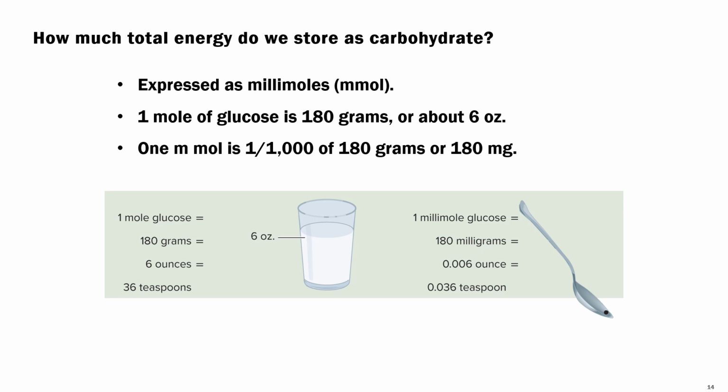Now, if we put that into millimoles, 1 millimole of glucose is equal to 180 milligrams, and as 6/100,000ths of an ounce and 36/100ths of a teaspoon.